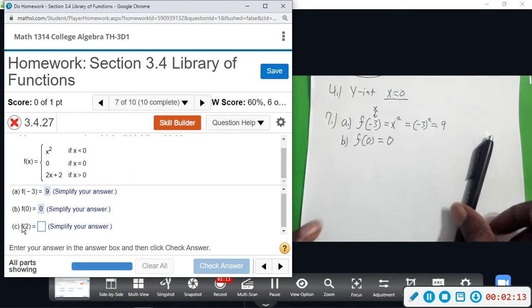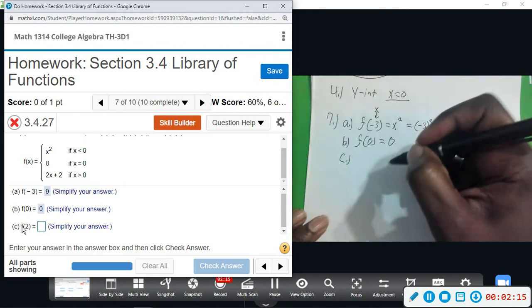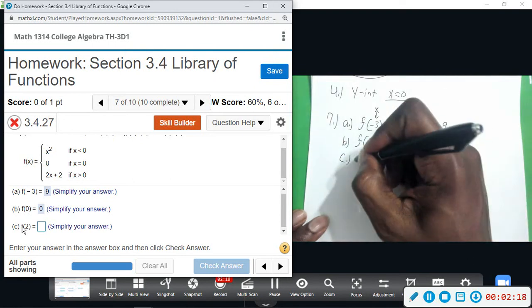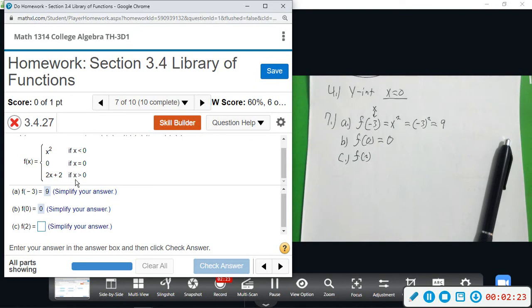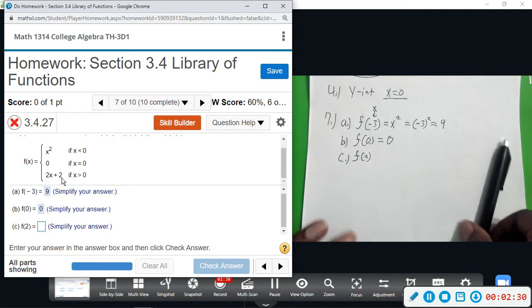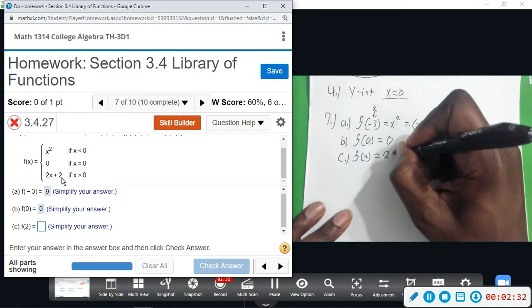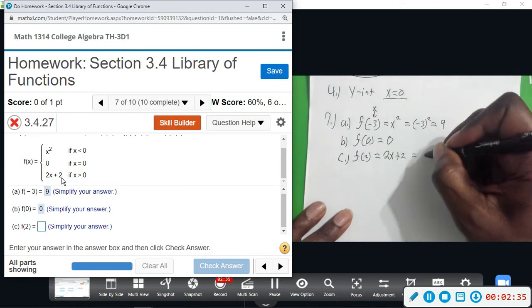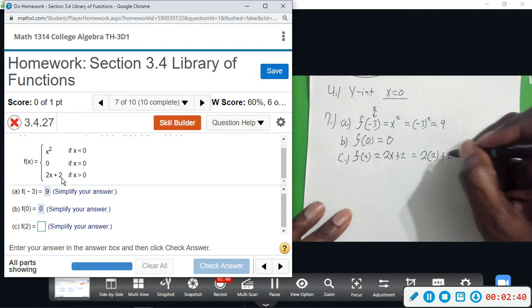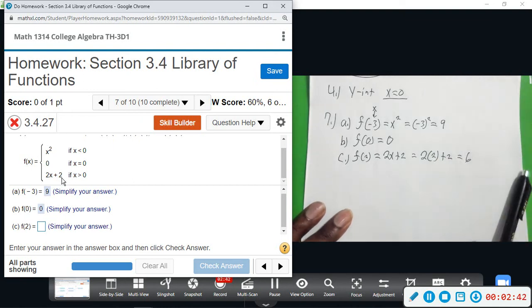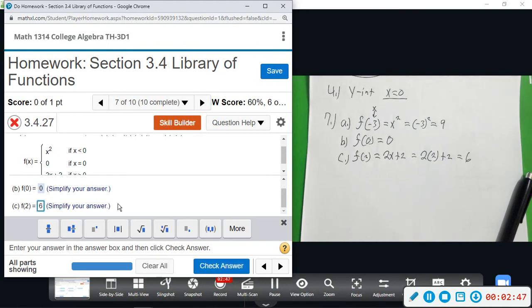And then, part 3, C, we want to know f of 2. Okay, so when x is 2, we would use the third equation because these are all x values greater than 0. So if I plug a 2 into this expression, we have 2x plus 2. So we're going to do 2, replace x with a 2, plus 2. This gives us 4 plus 2, which is 6. So we get a 6 for part 3.